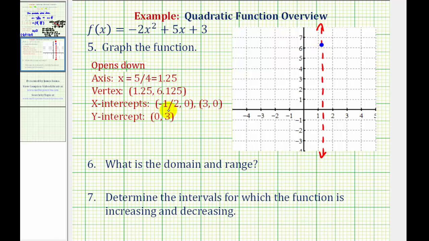Next, we'll plot the intercepts. So we have the point 3, 0 here, and we have the point -1/2, 0, which would be here. Notice these 2 points are equidistant to the axis of symmetry. And then we know that the y-intercept is the point 0, 3, which would be this point here. There must be a mirror image on the right side of the axis of symmetry, so there must be a point somewhere in here. And this is more than enough information to sketch a nice graph of our function. It will look something like this.